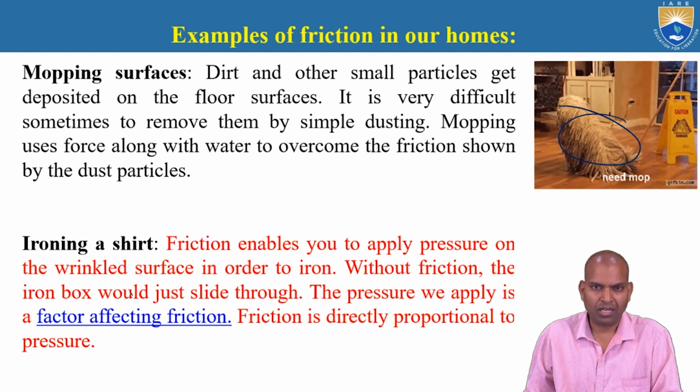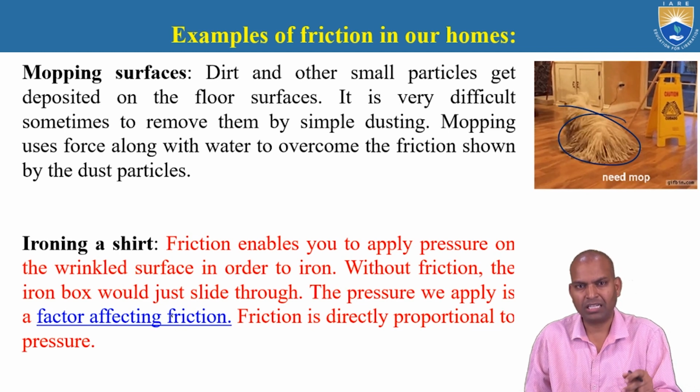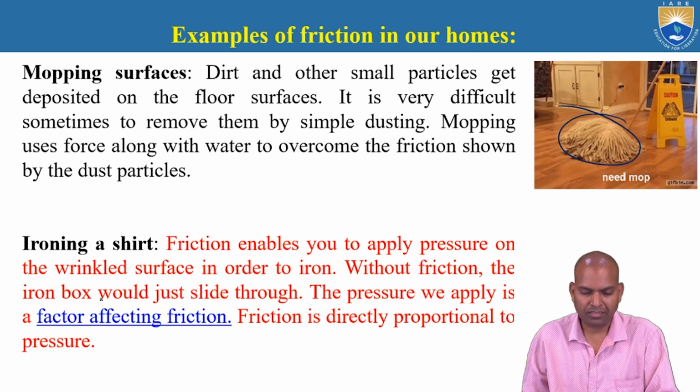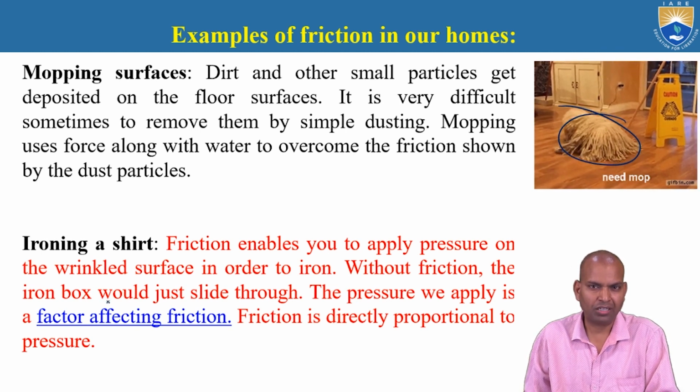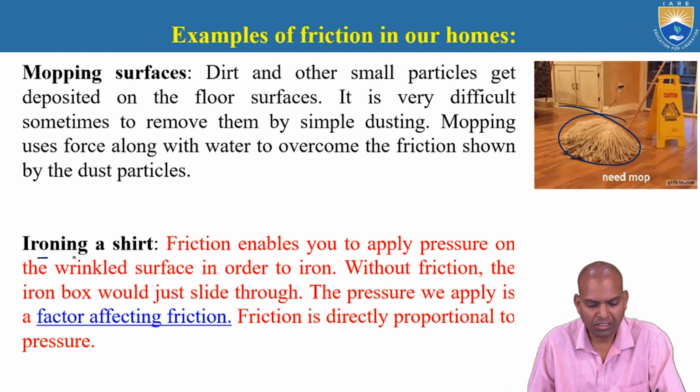So not only along with the applied force, there will be heat generation that takes place. That heat causes the cloth to be pressed strongly, so it becomes straight and the foldings on the cloth are removed. So this is ironing a shirt.